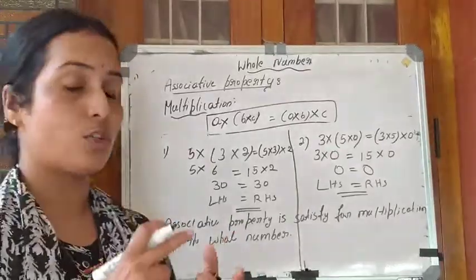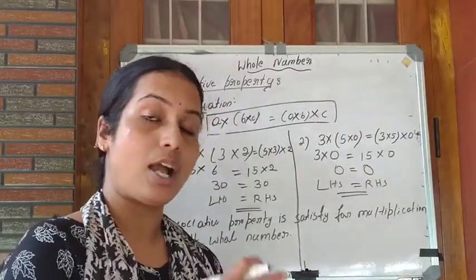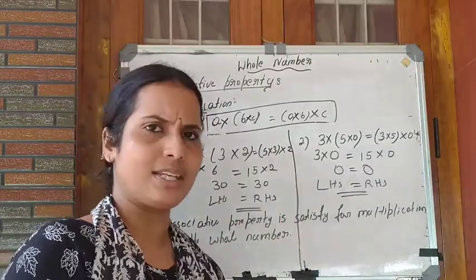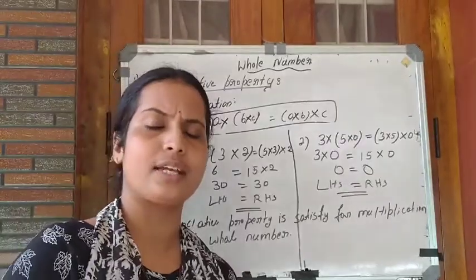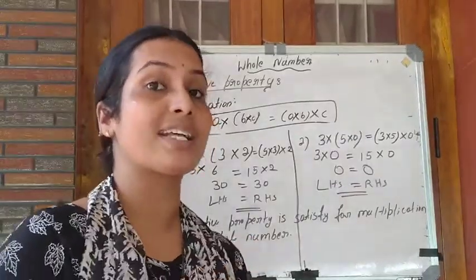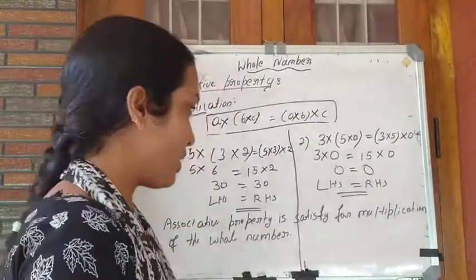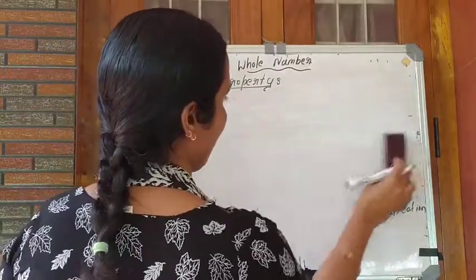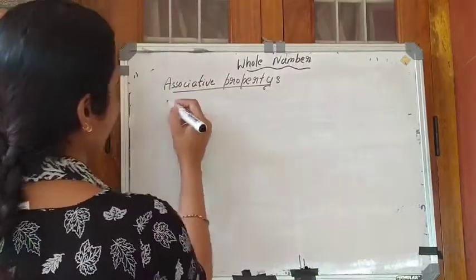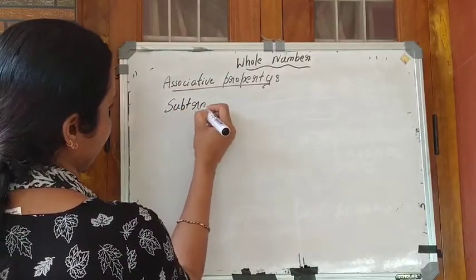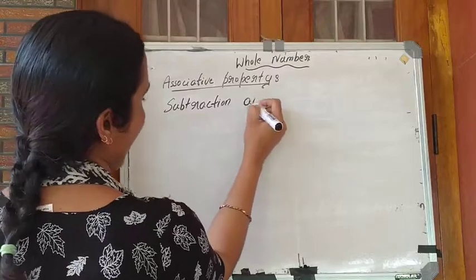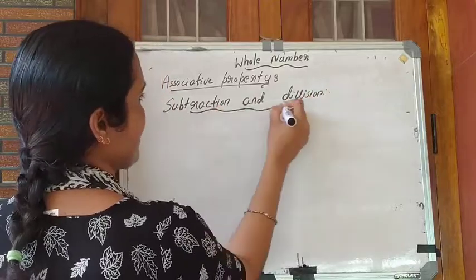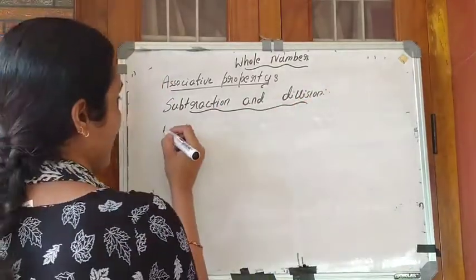So we concluded the associative property is satisfied for addition, and even it is satisfied for multiplication of the whole number. Next we can discuss the next operation that we can take. Is it satisfied for subtraction and for division or not? Okay. So next, we can check subtraction and division. We can take some examples.